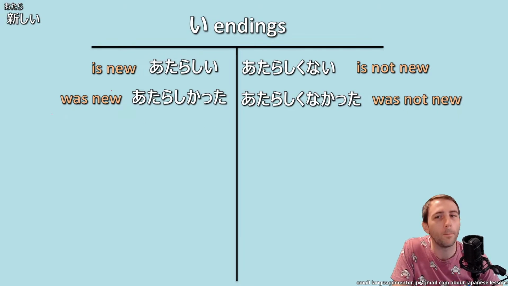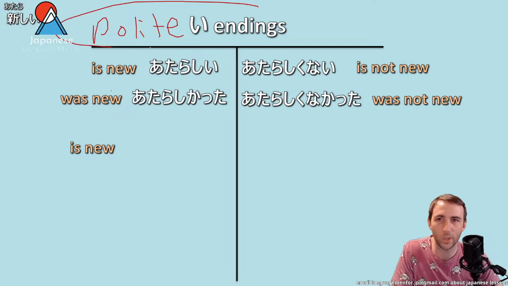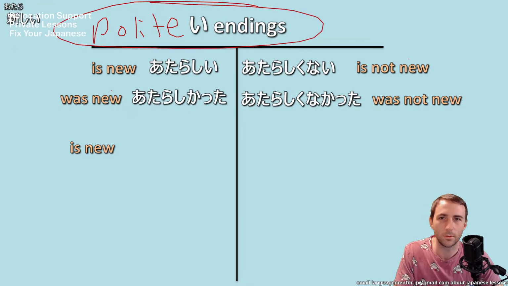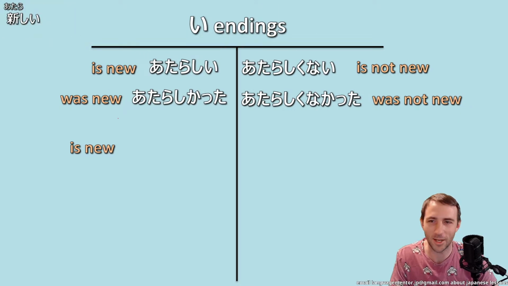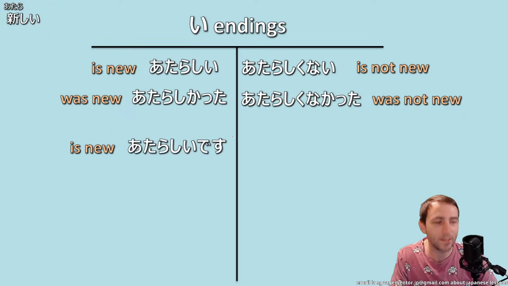This is much more important for speaking, but I want you guys to see what's going on, at least for now. I'm just going to show you the polite. Anybody have an idea of how we would get a polite E ending? Polite no E ending. Very nice. 新しいです. Very good. We're adding des. Okay. What about this one?